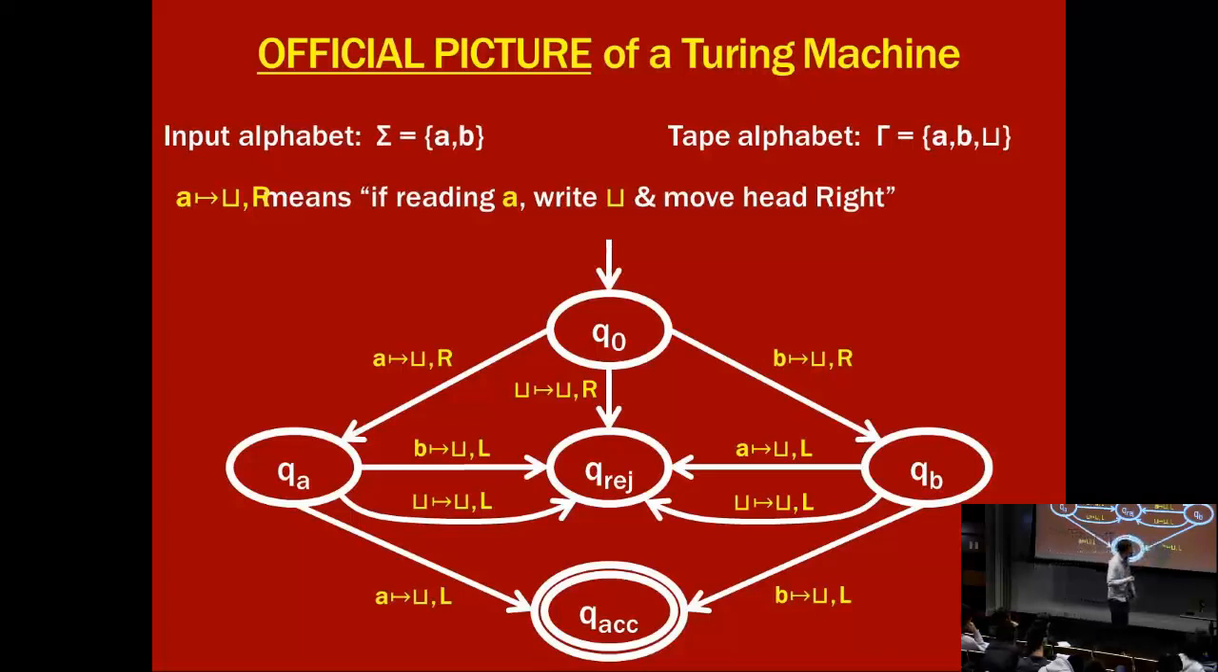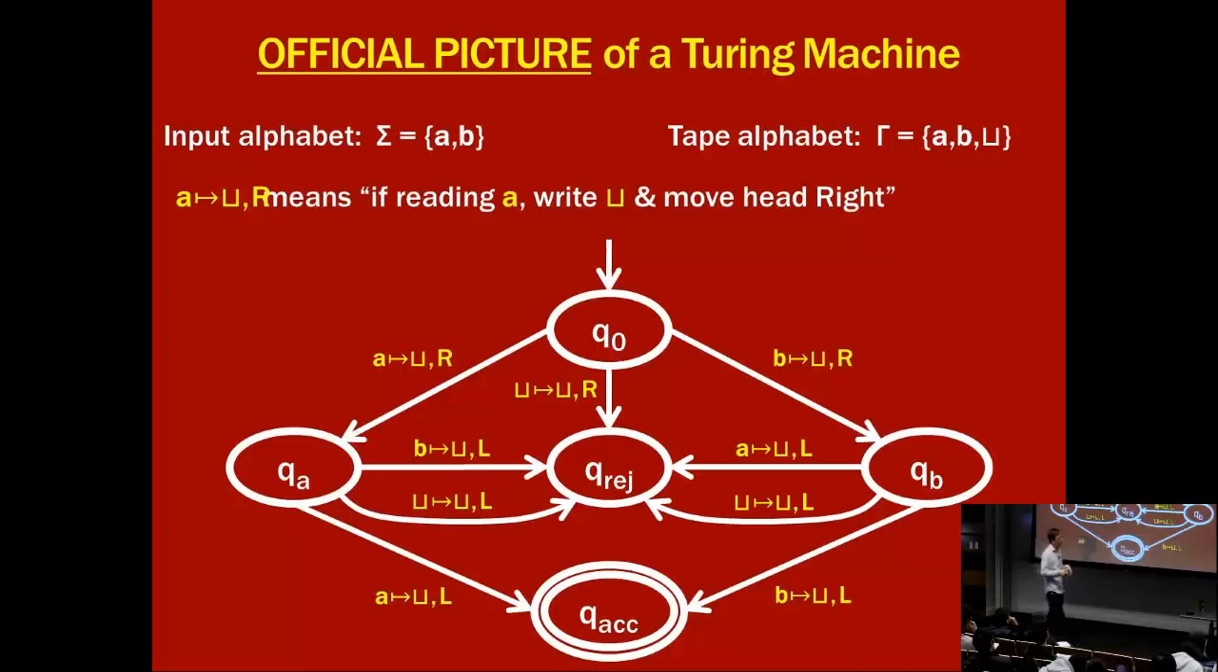So it's got states. This one has 5 states. And as you can see, each one, or most of them, have arrows coming out of them, except for the accept and reject state, which have no arrows coming out, because those are the halting states. And let's look at what these arrows say. Let's look at this one, for example. This means that if you're reading A, if the head is pointing to a cell that contains A, then write a blank into that cell and move the tape head to the right. Okay? And then also it's an arrow, so it tells you what state to go to next.